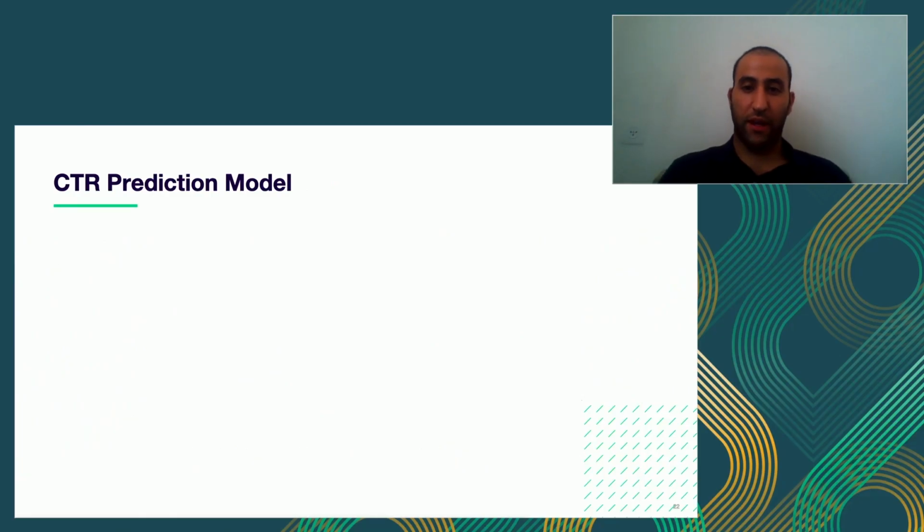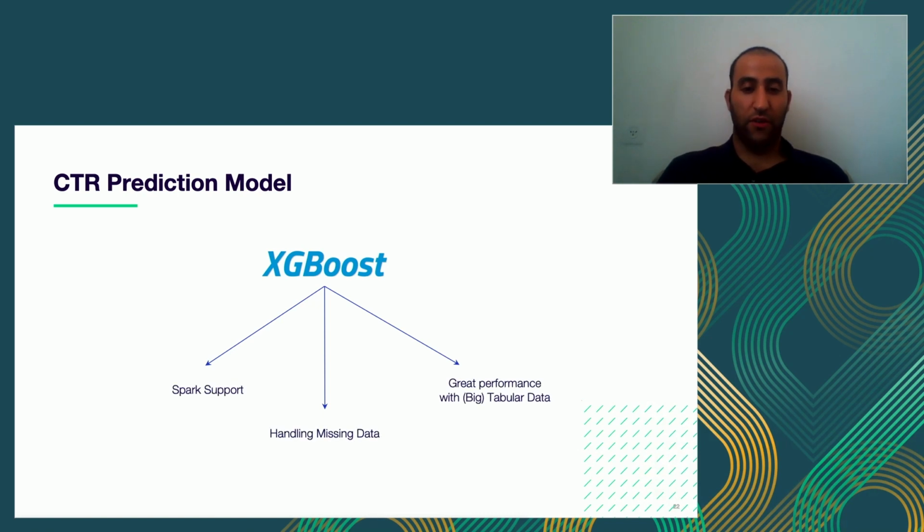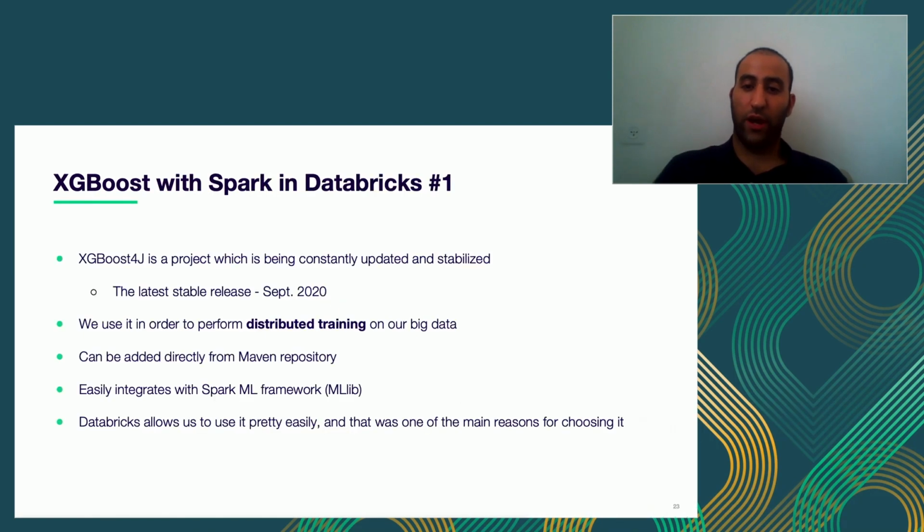Let's talk about the CTR prediction model. We used XGBoost as our model due to some main advantages. First, it uses Spark, which is of course great based on our architecture and our big data. Second, it knows how to handle missing values within the dataset. I'll elaborate about it in a bit. And third, it handles tabular data with great performance. So let's see how it works with Databricks.